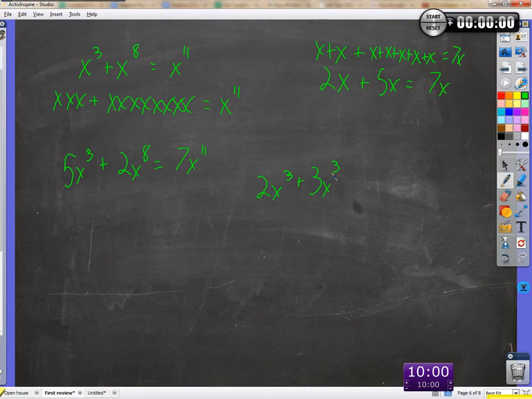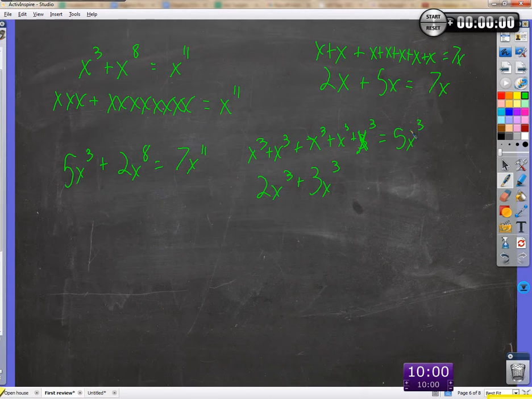Right. Because what we really have is x to the third plus x to the third. That's 2 of them added together. That's why we write 2 times x to the third. We're adding those 2 together and we're multiplying to write it shorter. And then we have another x to the third and another x to the third and a third x to the third. There's 3 of them added together, and so together we have 5 of all the same thing.